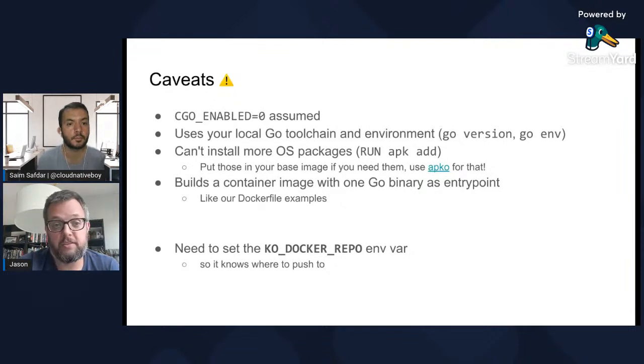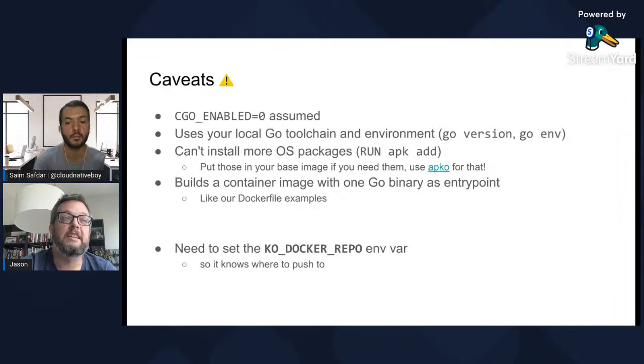Ko won't install more OS packages for you. You can't apk add stuff. You can't apt-get stuff inside of Ko. If you need those for your app, for your image, you can put those in your base image and then build your Go image on top of that image. I would recommend using apko for that. That's another tool we're building at Chainguard. Happy to talk about that some other time too. And it builds a container image with one Go binary as the entry point, just like our Dockerfile examples before.